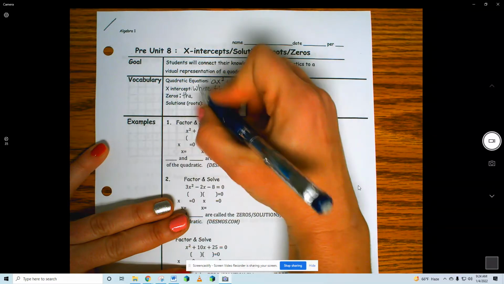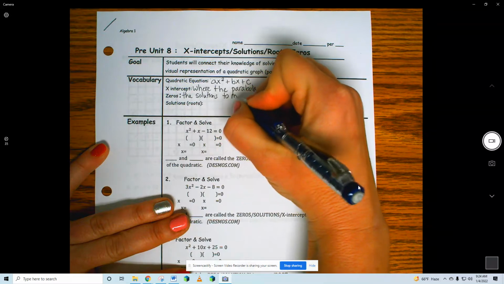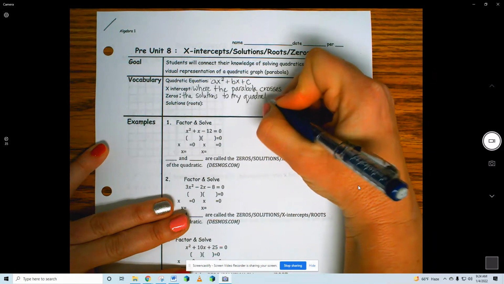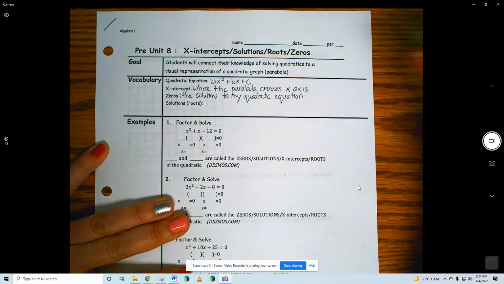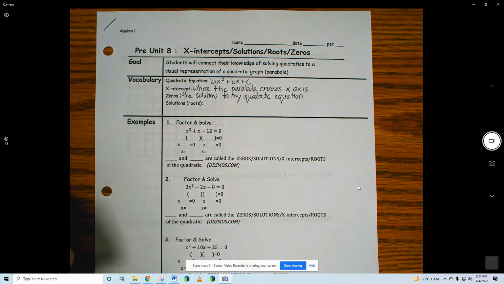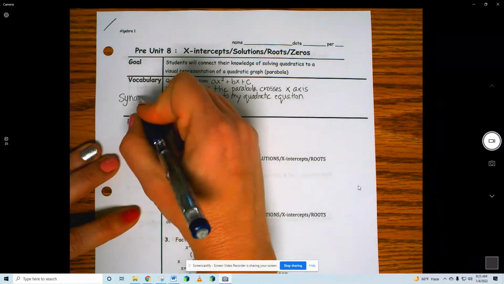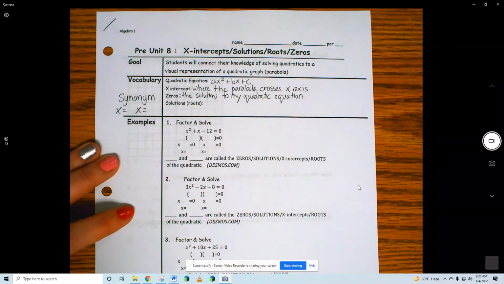The solutions to my quadratic equation. My solutions, my roots, it's all the same thing. These are all synonyms. X equals something and x equals something. That's what we're going to get.